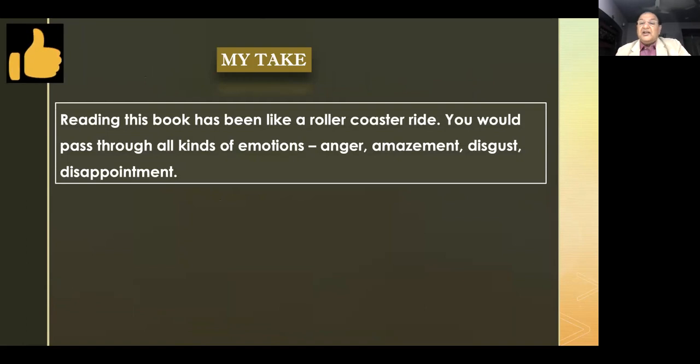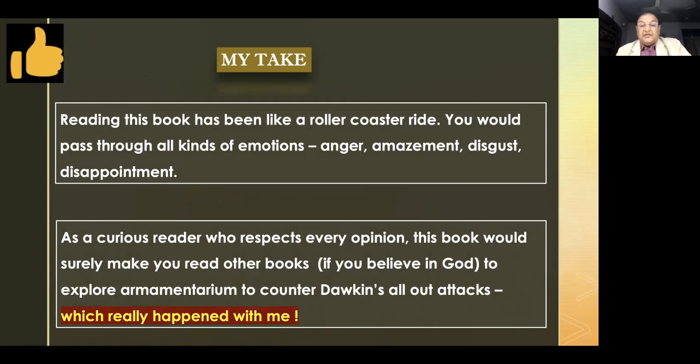Reading this book has been like a roller coaster ride for me. You would pass through all kinds of emotions: anger, amazement, disgust, disappointment, and at some time, maybe partly belief also. As a curious reader who respects every opinion, this book would surely make you read other books if you believe in God, to explore the armamentarium to counter Dawkins' all-out attacks, which really happened with me. I'm being very honest that although there were lots of questions, deep down I still was not very much convinced, and because of this, I read three or four more books to see how best I could come up with an answer to his questions. And so for that reason, at least I should thank him that he made me read many other things.